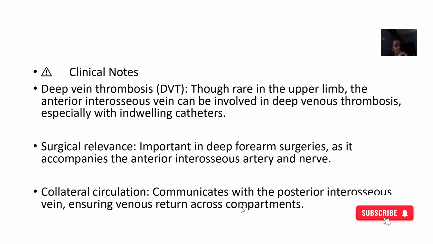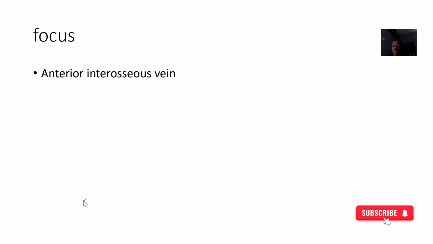Okay, so clinical notes. We always try to learn about the anatomy of this vein because it can be involved in deep venous thrombosis of the upper limb, which is rare. Okay, venous thrombosis is usually in the lower limb. Alright, it's also surgically important, and also because of the different branches it forms. Okay, you can actually give collateral circulation. Okay, so that's what we have.